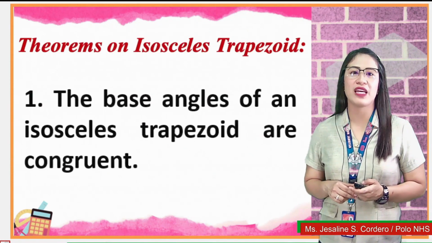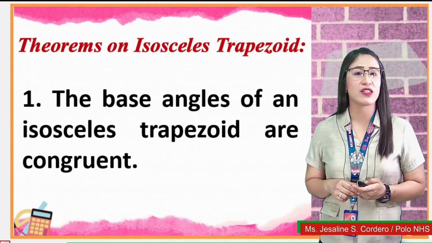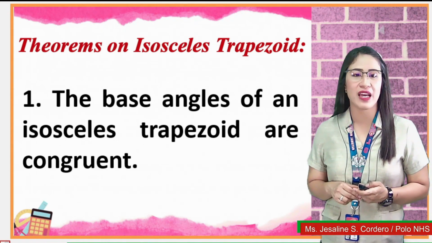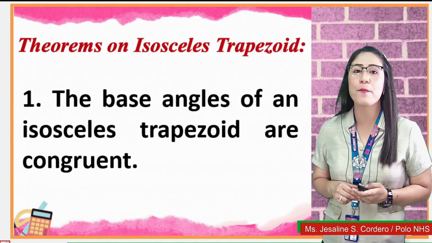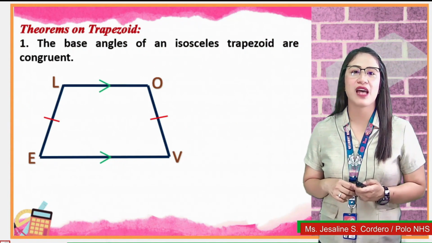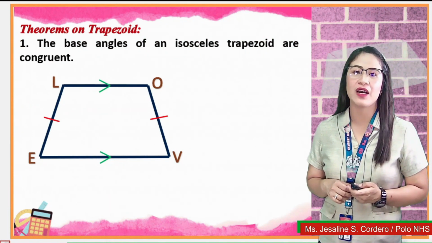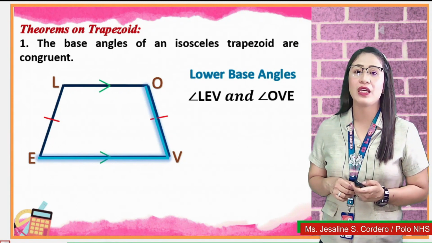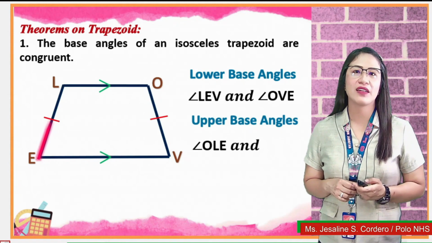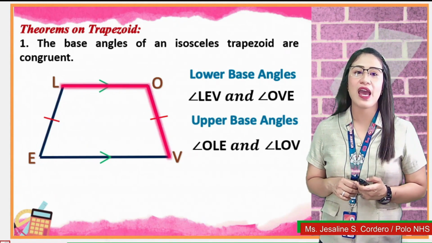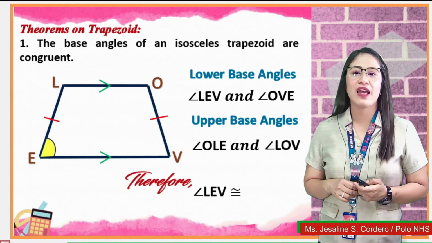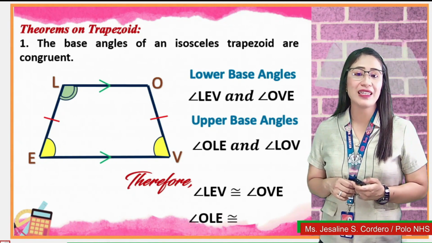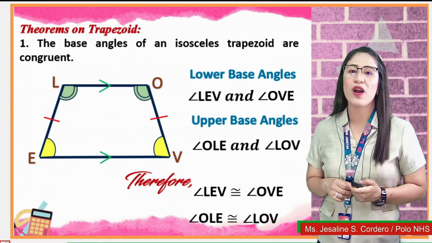The first theorem on isosceles trapezoid is: the base angles of an isosceles trapezoid are congruent. This means that the base angles of an isosceles trapezoid have equal measures. Let us have this example. Given trapezoid LOPE, the lower base angles are angle LEB and angle OVE. The upper base angles are angle OLE and angle LOB. Therefore, angle LEB is congruent to angle OVE and angle OLE is congruent to angle LOB.